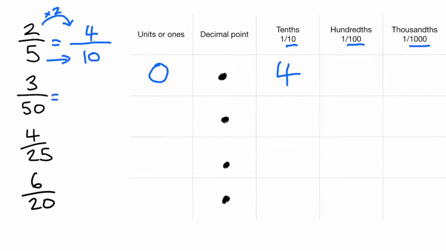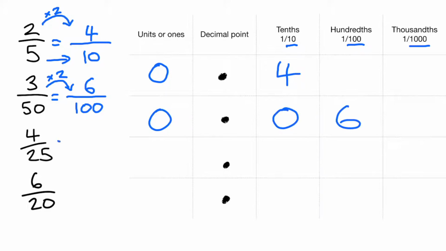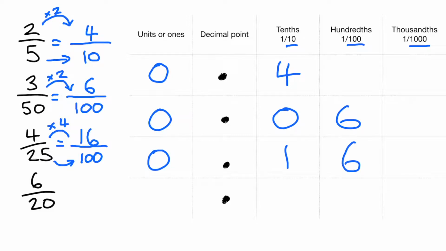3 out of 50, well, we can make that 50 a 100, can't we? So we multiply that 50 by 2, we must multiply the top by 2, so that's going to be 6. So 0.06, because that 6 goes in the hundredths column. 4 over 25, well, 25 times 4 will give you 100. So therefore in the numerator, 4 times 4, that'll be 16. So 16 100ths, we can then slot into our decimal table, 0.16.